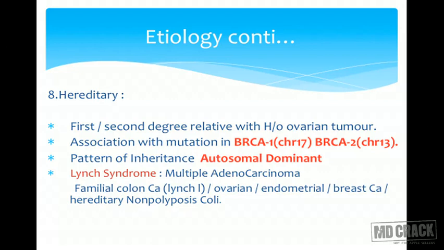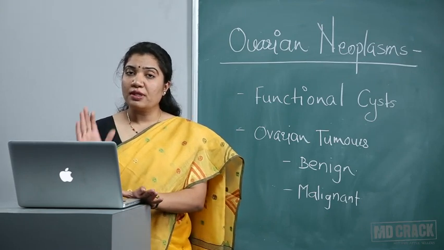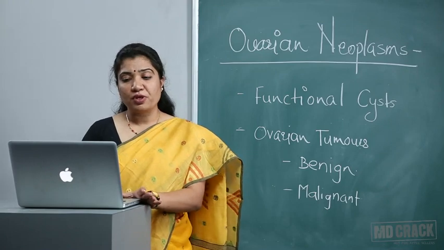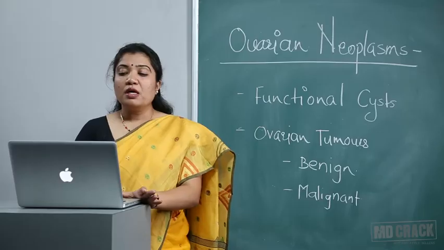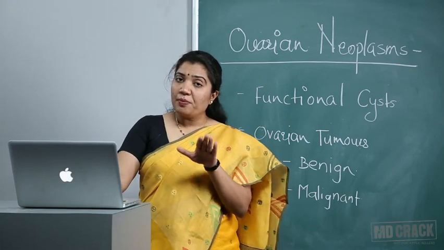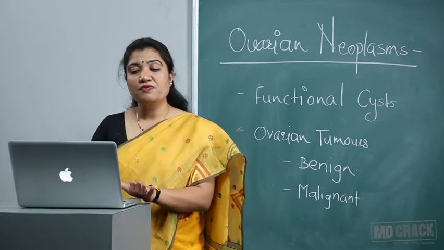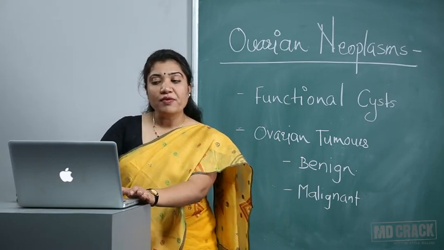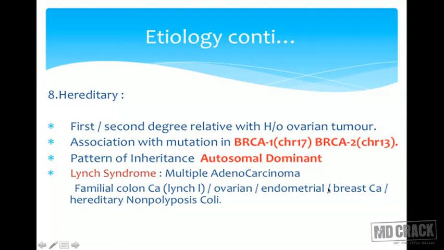Heredity is very important. If any patient has a first or second degree relative with a history of ovarian tumor, then we should keep a watch on that lady, because she has a very high risk of developing CA ovary. There is an association with mutation in the BRCA1 and BRCA2 genes. The BRCA1 gene is present on chromosome 17 and the BRCA2 gene is present on chromosome 13. These are tumor suppressor genes. If they are intact, they decrease the risk. But if any kind of mutation is found in these genes, then naturally the patient has the highest risk of having cancers like CA ovary and CA breast. The pattern of inheritance is autosomal dominant.